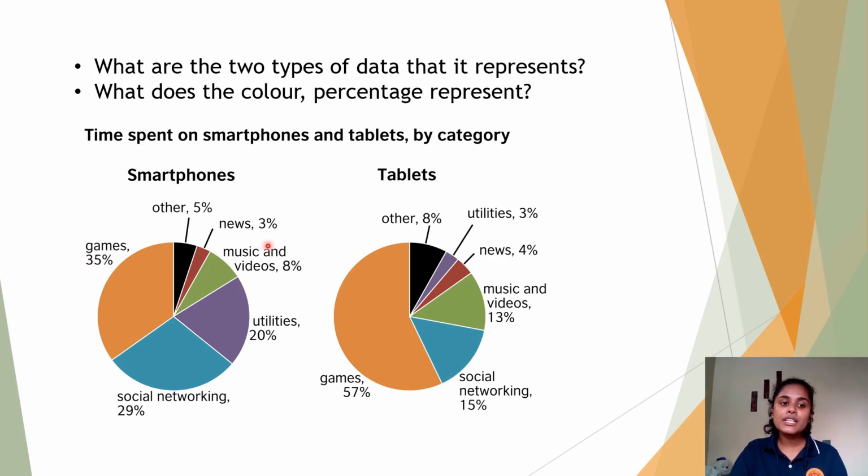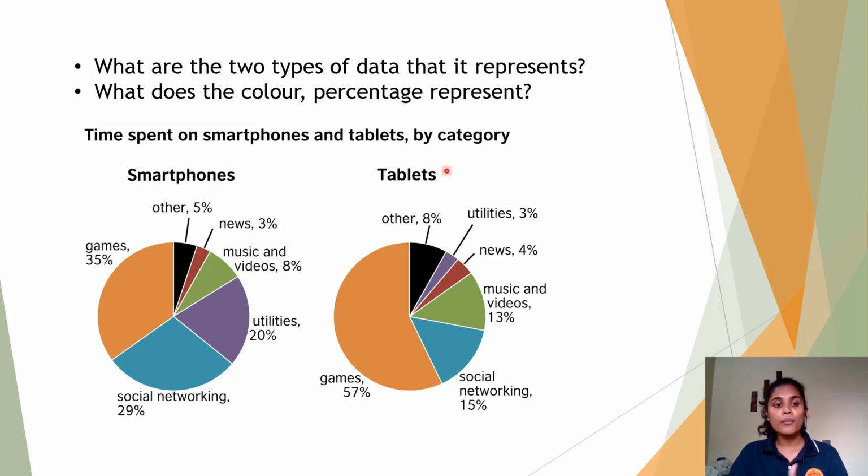Likewise, both these types of labels given on each and every slice are called labels. So what are these labels representing? The data sets that were obtained to draw this pie chart. That's how we should understand the data sets and the labels. Through understanding the labels, we must be able to understand the data set. So here, games, social networking, utilities, these are the apps or categories.